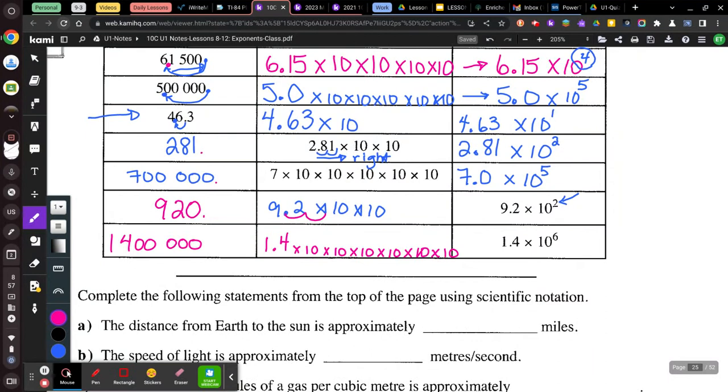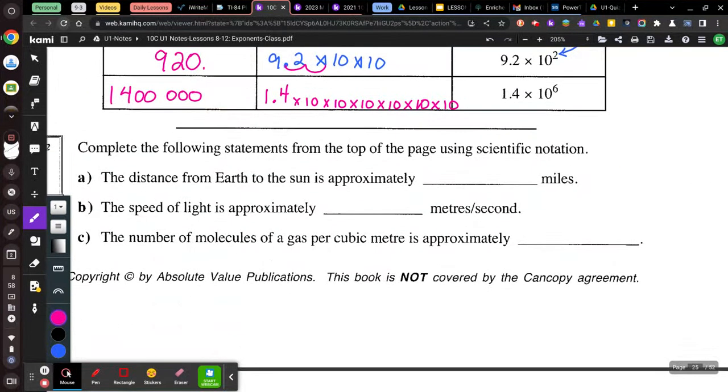And now what we're going to do is put the numbers on the top of the page into scientific notation. That's going to be the filling in the blanks at the bottom here. So Earth to Sun, we've got 93 million. I'm going to put that number up first. Speed of light, we've got 300 million. And then that top number, I've got 1, 2, 3, 4, 5, 6 sets of zeros. So 27. Okay, so those are the numbers we're turning into scientific notation.